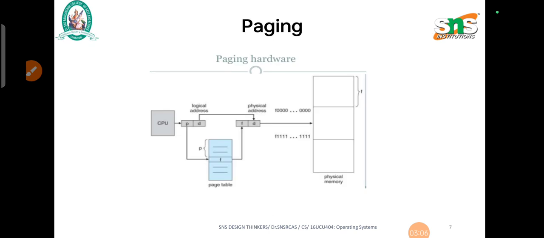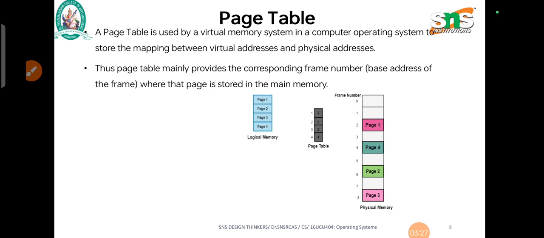So this is the paging hardware. We have a CPU. The address that is generated by the CPU is called a logical address, which contains P and D, where P is the page number and D is the offset, which is mapped with the physical memory.